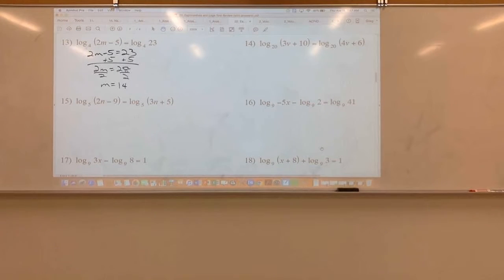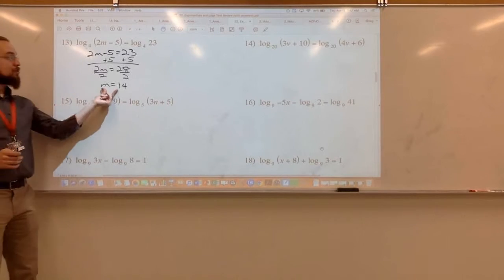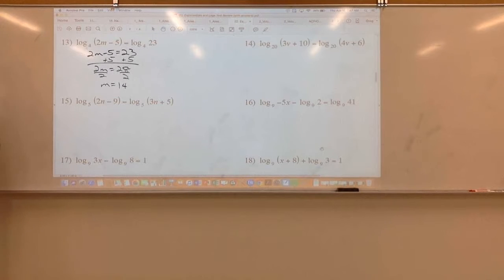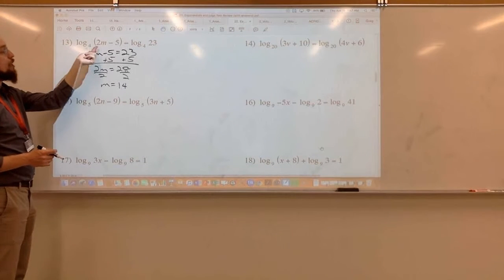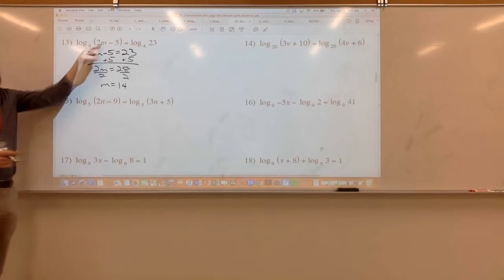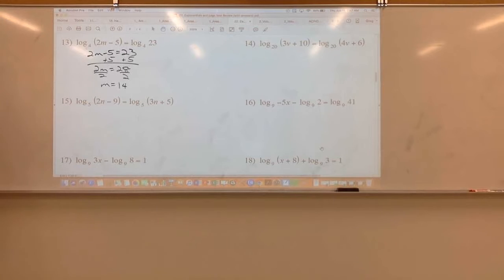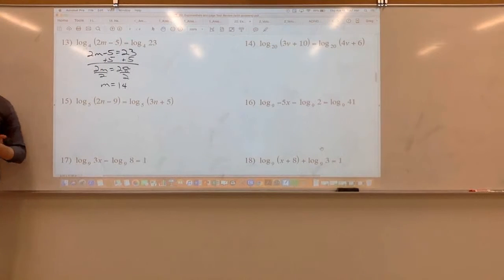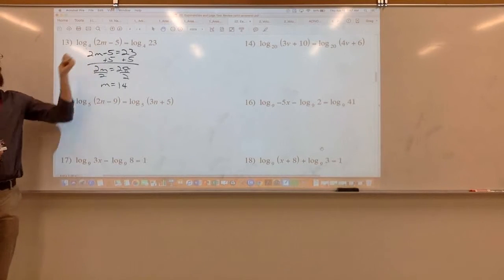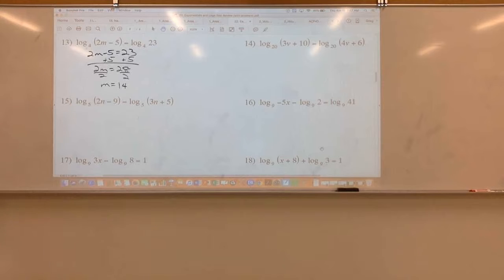Now remember, on these we do have to check our answer. We could do everything correctly and still get an answer that doesn't work when we plug it back in. So we do need to check that. If I get my 14, plug it back in for m, 2 times 14 is 28, minus 5 is 23. It works. And by works, remember, we're just making sure that we don't get a negative inside of any log. 23 is obviously a positive number, so it works.